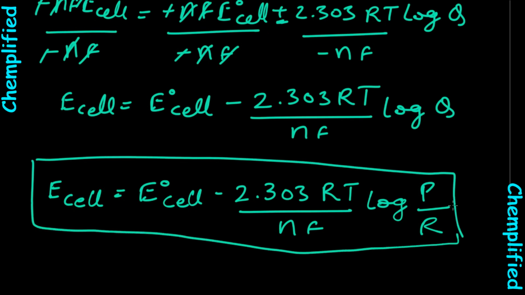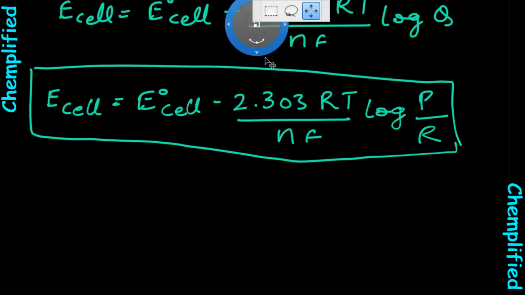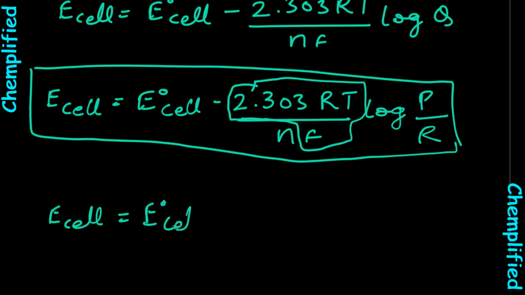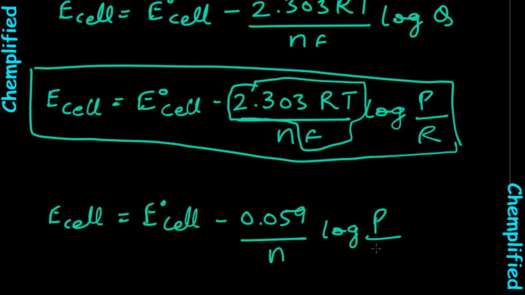I hope you understood. If you want to change the values, you can multiply all these terms and divide it by F. You will get E cell is equal to E naught cell minus 0.059 upon n log P by R. This is your final Nernst equation. This was your Nernst equation. Let's take a look at few examples.